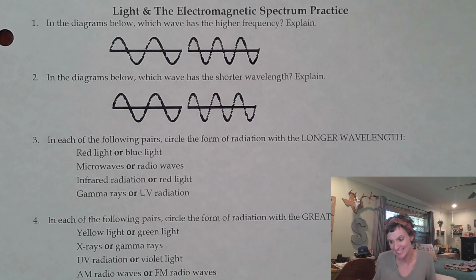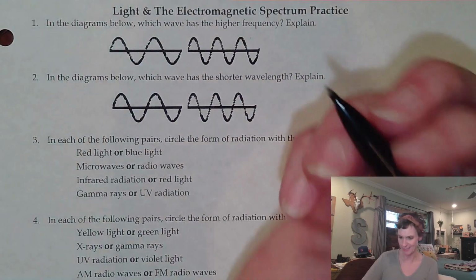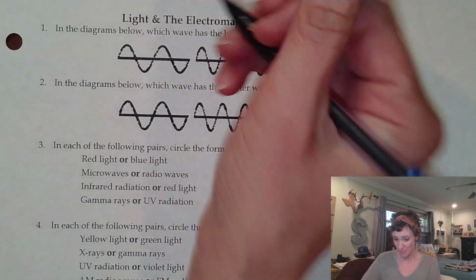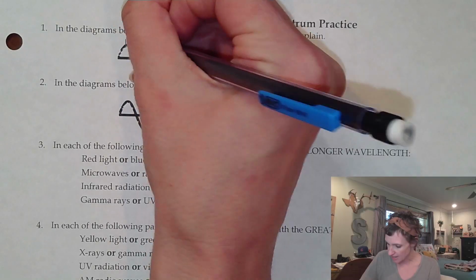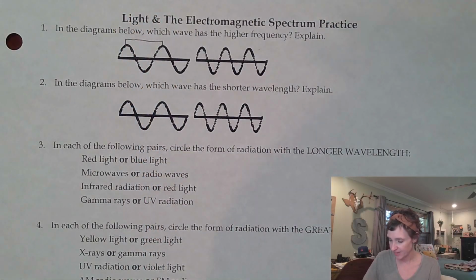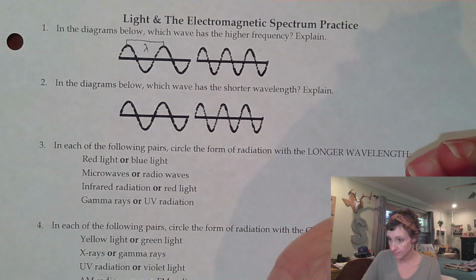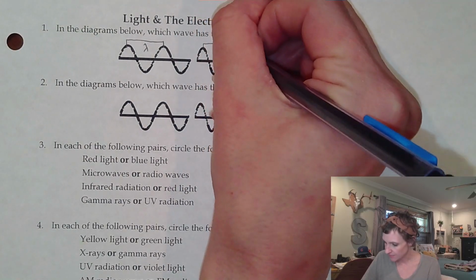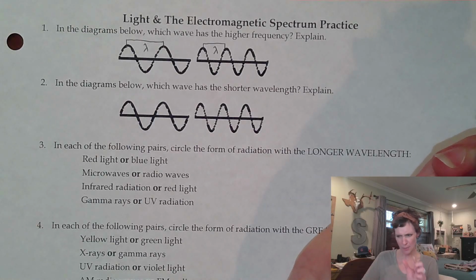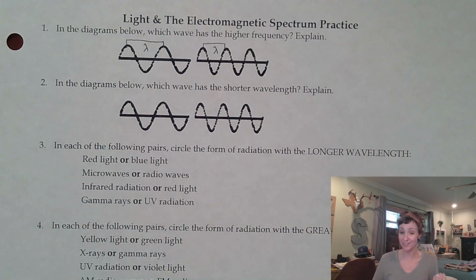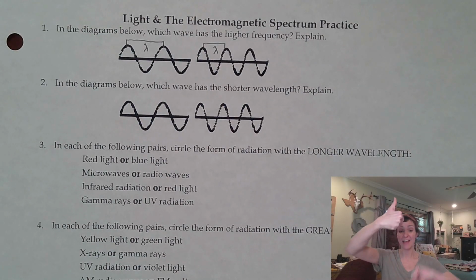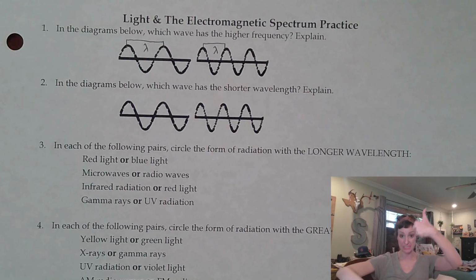So what I like to do is, visually to check myself, I can mark the wavelengths of each one of these waves. For this one, that's its wavelength. And for this one over here, its wavelength is a little bit shorter. Well, we know wavelength and frequency have an inverse relationship. If one is a high value, the other one must be a low value. If one is a low value, the other one must be a high value.